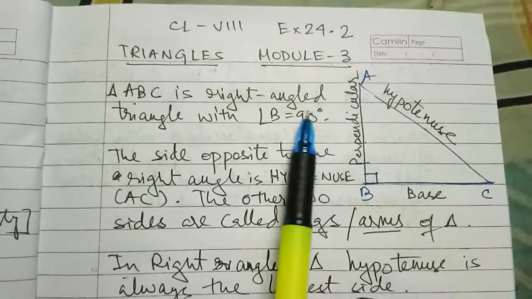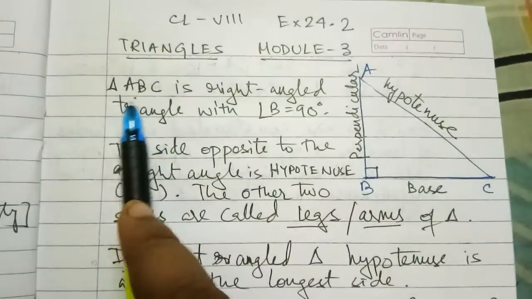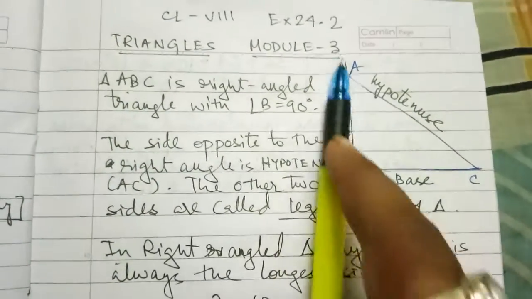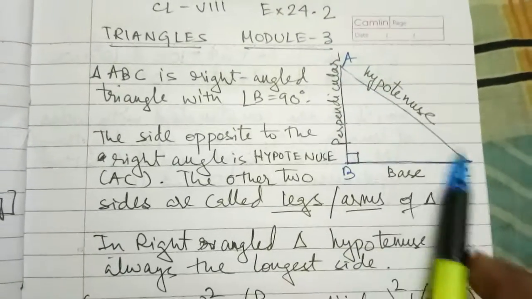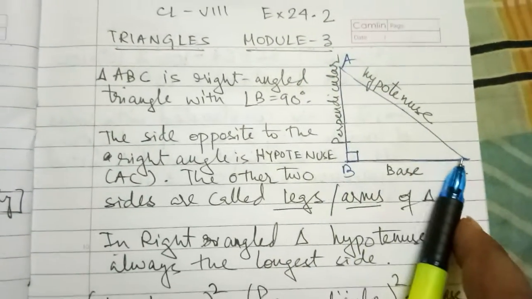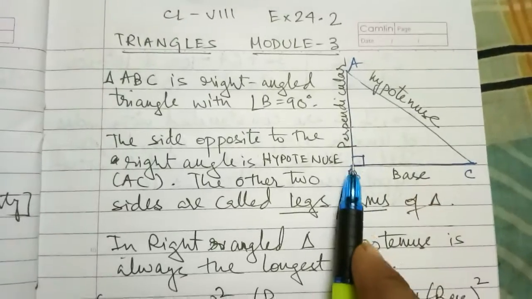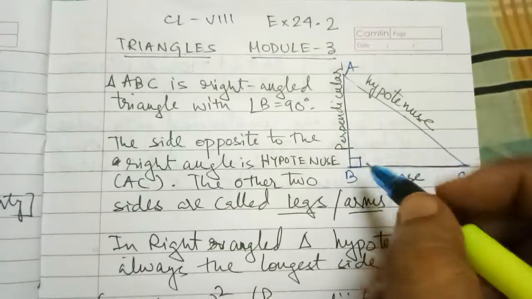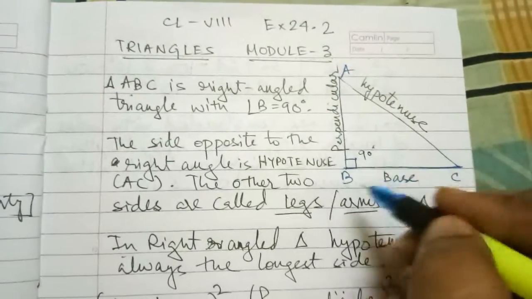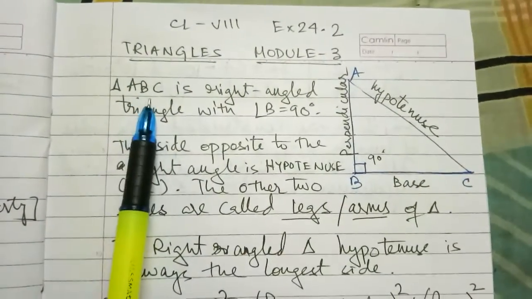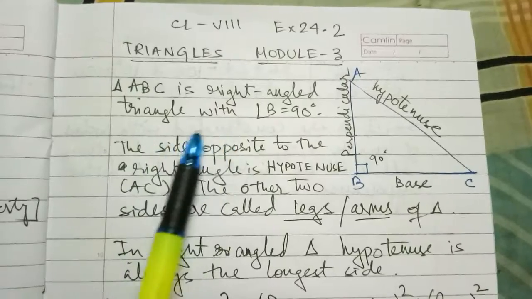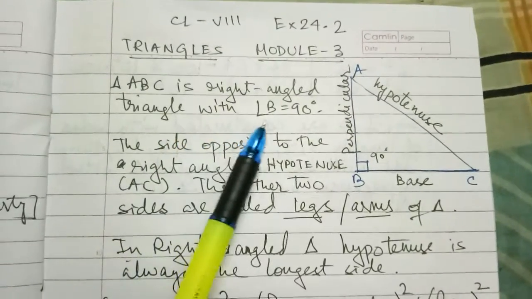In module 3 of this chapter, I have drawn our triangle over here, a right angle triangle. Here it is the perpendicular, this is the base, and this is the hypotenuse. The greatest side is always the hypotenuse, and this is the 90 degree symbol. That means this is a right angle triangle with a perpendicular and a base. Triangle ABC is a right angled triangle with angle B as 90.